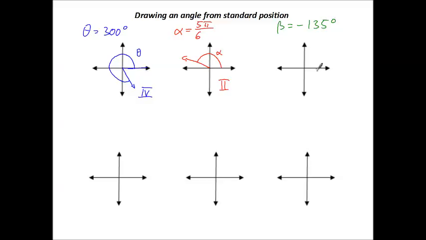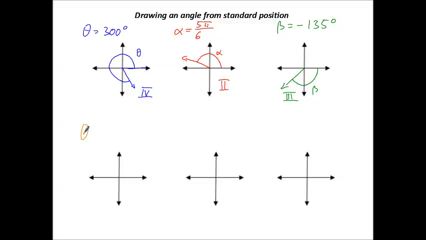Next, our angle beta is given with a measurement of negative 135 degrees. Negative means we don't go the way we usually do, which is counterclockwise. We actually this time go clockwise. Clockwise, definitely 90 degrees, not quite 180, but pretty much halfway across, and that is where this angle would land, and angle beta would be in the third quadrant.